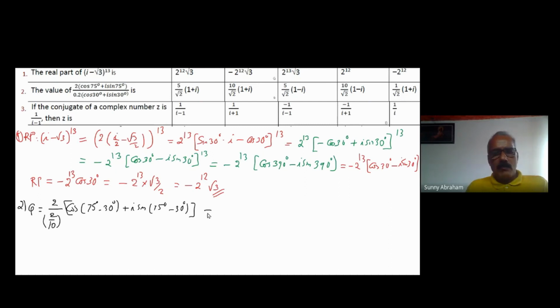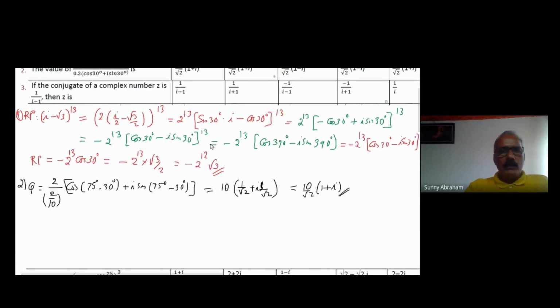Okay, so this will become 10 times cos 45, that is 1 by root 2, plus iota into 1 by root 2, sine 45 also. So this is equal to 10 by root 2 into 1 plus iota. That's the answer. 10 by root 2 into 1 plus iota.